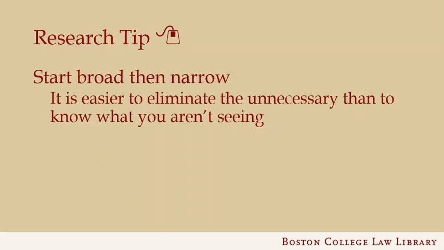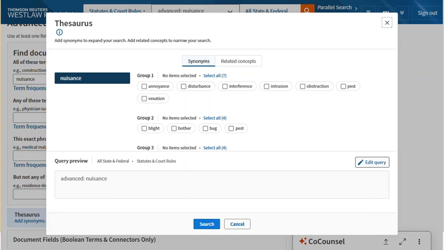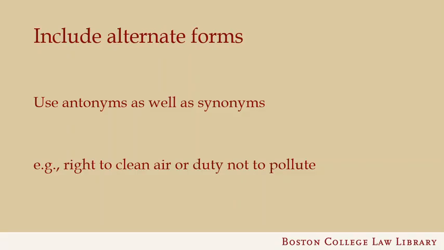Research tip: do start with a broad search and narrow your results. It is easier to eliminate the unnecessary than to know what you aren't seeing. One way to increase accuracy is to include alternative ways of expressing the same concept. To help you generate additional alternatives in your search crafting, Westlaw lets you access a thesaurus in which you can select related concepts to add to your terms and connectors search. But don't just consider synonyms. Some concepts can be expressed in both the positive and the negative. For example, the right to clean air could be expressed as the duty not to pollute.